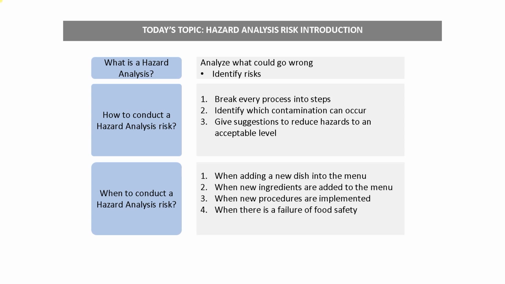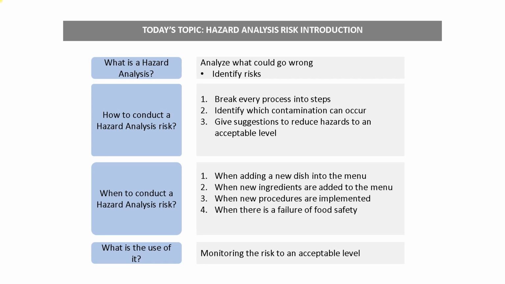Consequently, you need to write an SOP based on your standard analysis of risk and assess why this failure is continuing to occur. Then you have to create a rule and take action to avoid repeating the same mistake all over again. So this is the main purpose of a hazard analysis of risk. It is used to monitor the risk to an acceptable level.